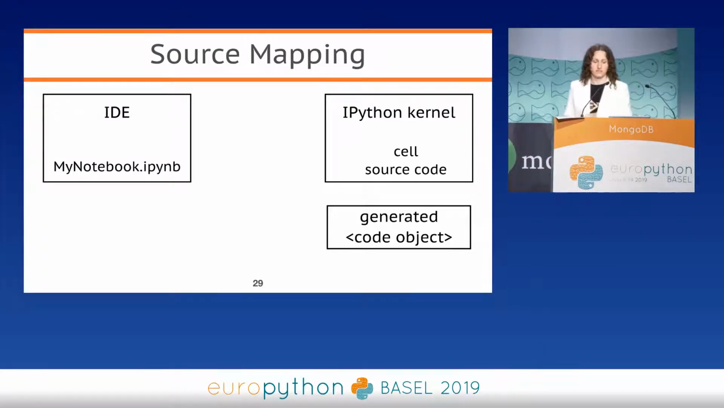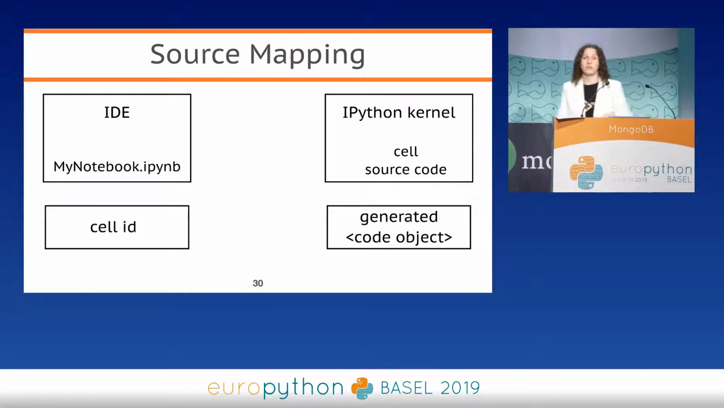And when the debugger sends some message to the IDE about, for example, debugger suspension, I'm suspended in some place, this message contains the generated file name. But the IDE doesn't know which cell is suspended because it can't find its source code. It was generated on the IPython kernel side.